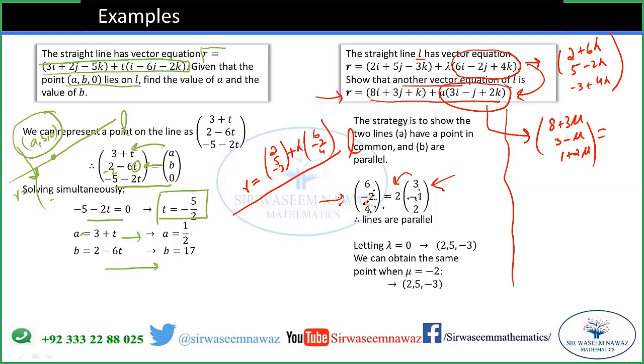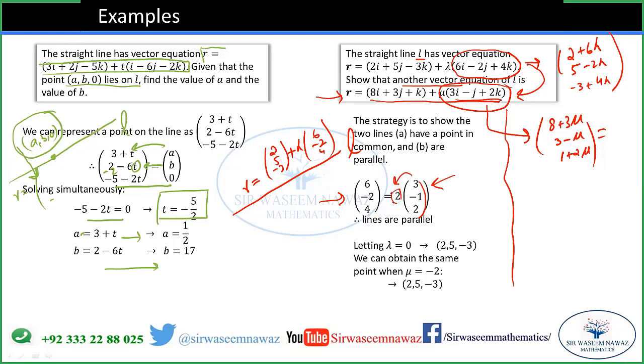Or you can say that when the lines are parallel, their direction vectors are the same. And what are the direction vectors? Direction vectors are the simplest vectors. So this vector is (6, -2, 4), and if I take some common factor, I get the same vector here, (3, -1, 2). So these lines are parallel.